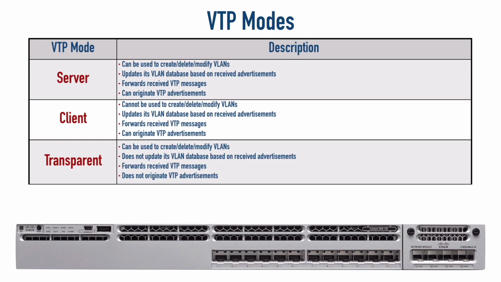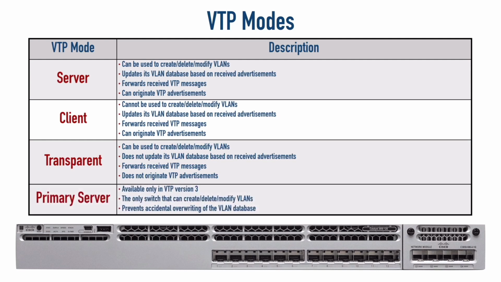And we have different versions of VTP that we'll be talking about in a few moments. But in version 3, there's support for something called a primary server. So instead of just a server mode, we can have a primary server. This is only something available in VTP version 3, and it is the only switch in our topology that can create, delete, or modify VLANs. This can help overcome that danger that I was telling you about that we'll discuss in a moment. Specifically, it can prevent the accidental overriding of a VLAN database.